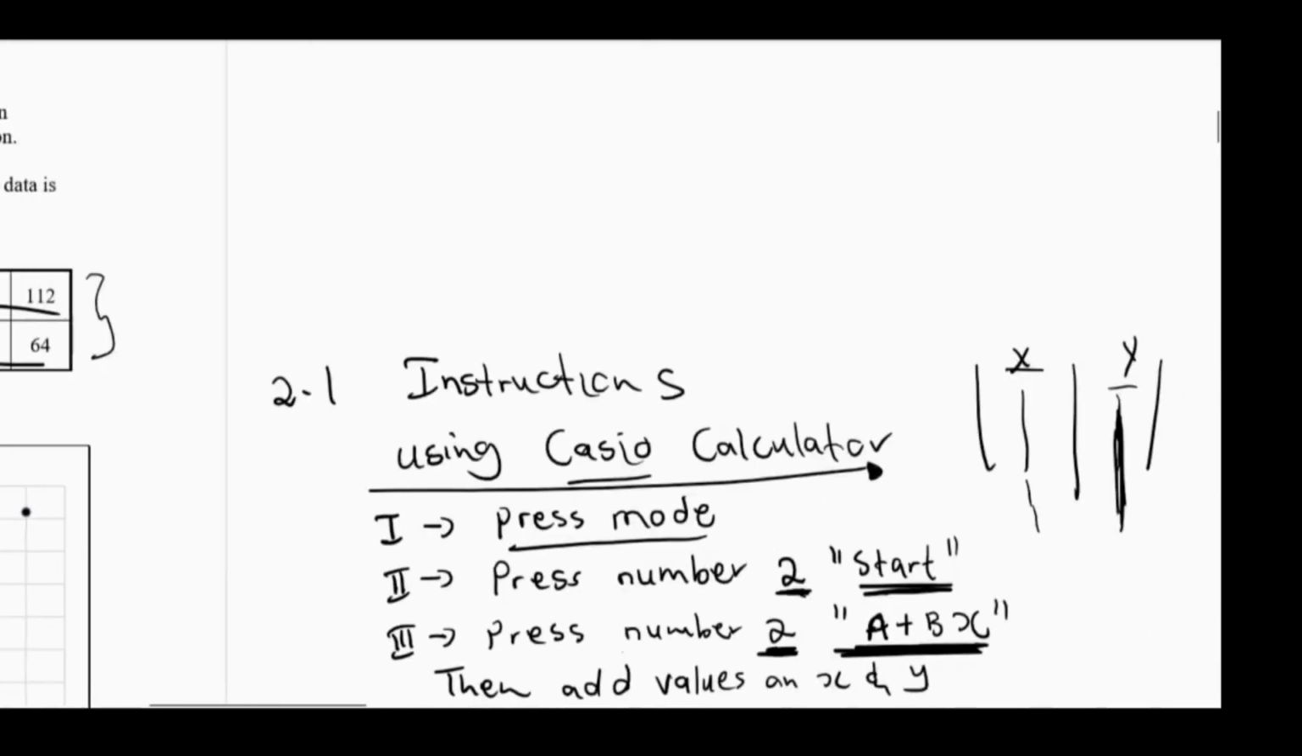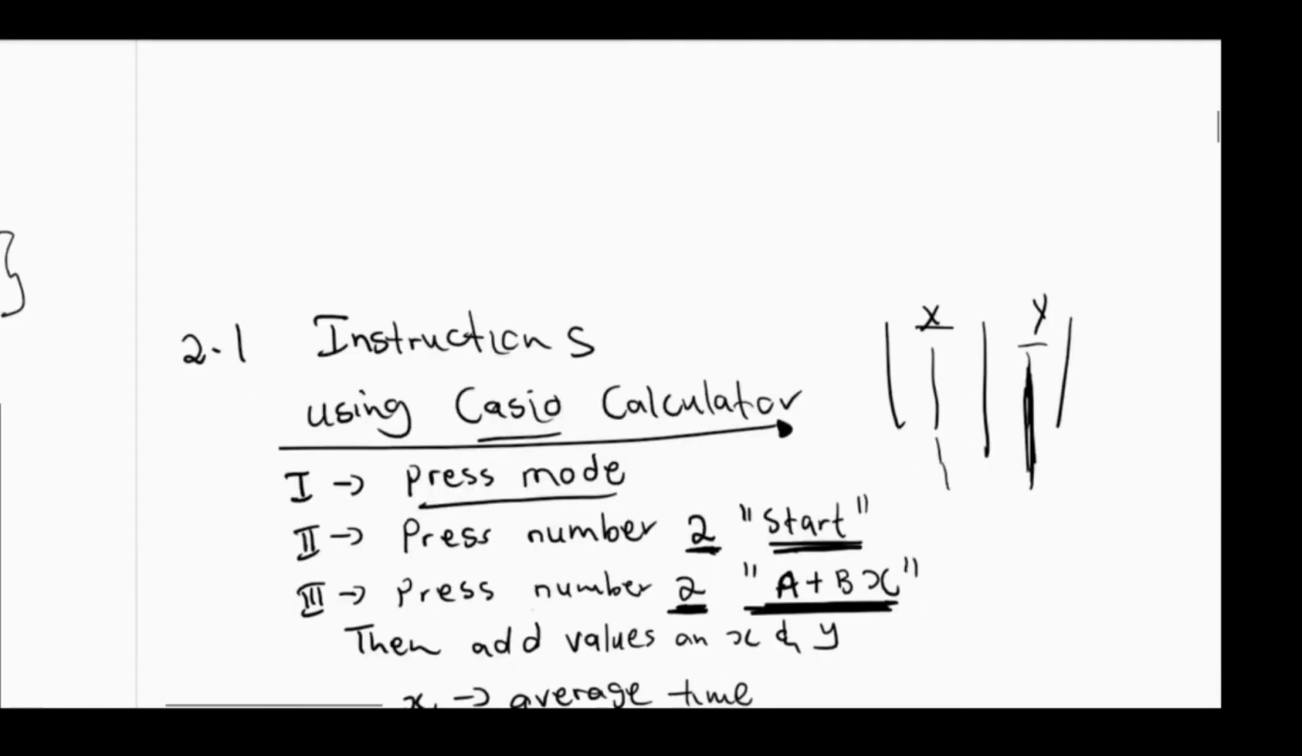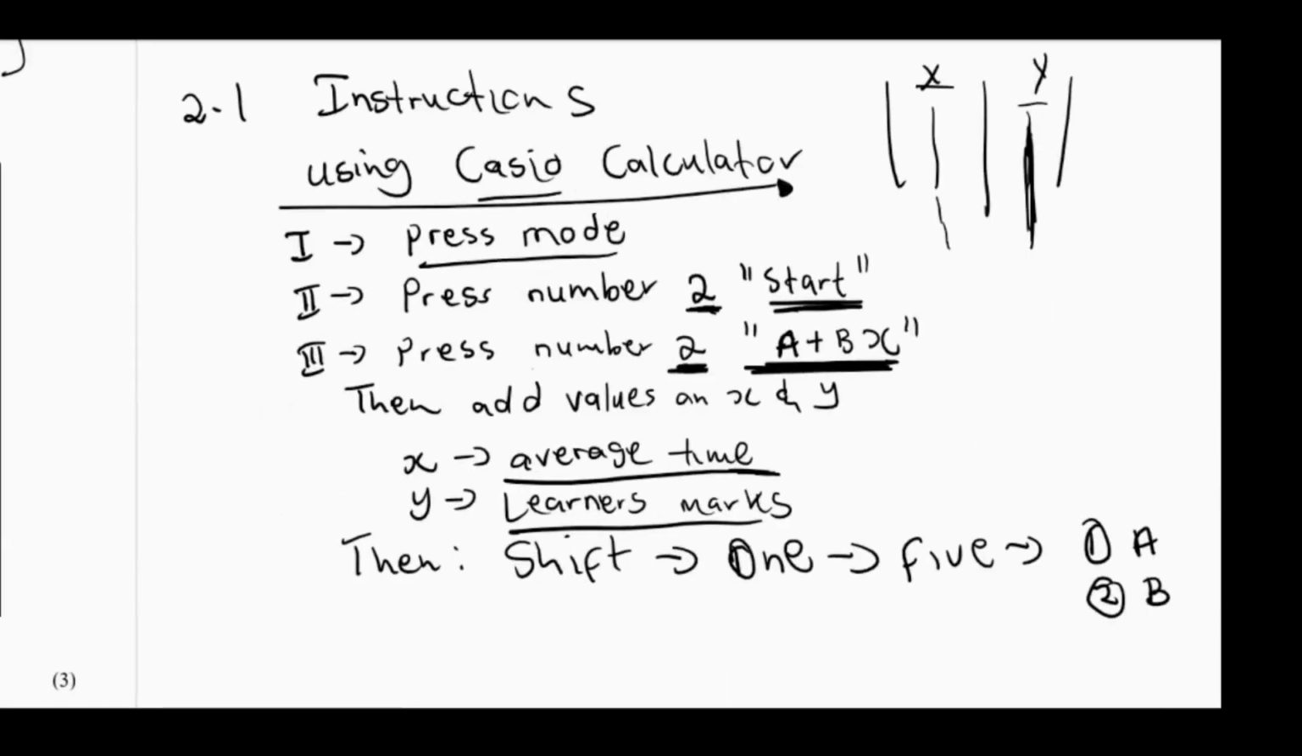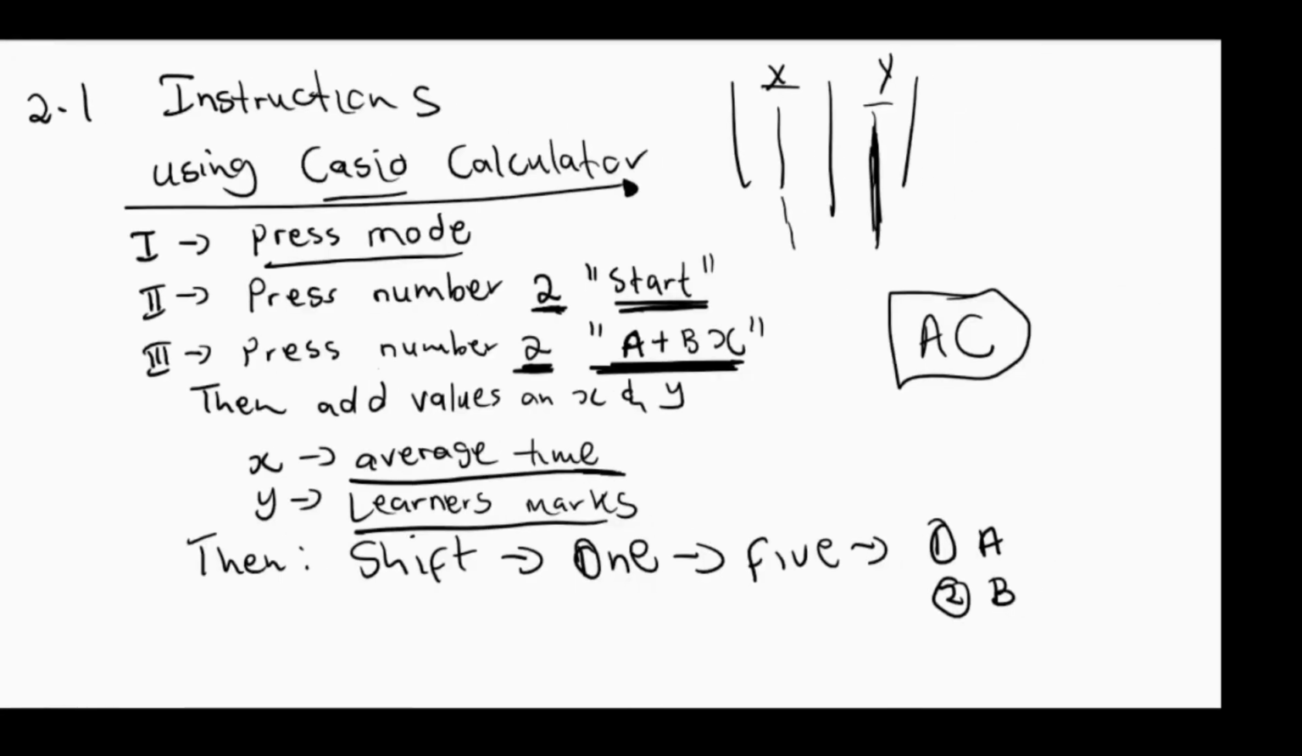And then once you're done, you're just going to press escape. Not escape, sorry. You're going to press AC on your calculator. It's the big button written AC. And then after that, you will press the following. You're going to press shift and then you press number 1 on your calculator. After pressing number 1, you're going to press number 5, which will take you to the regression section.